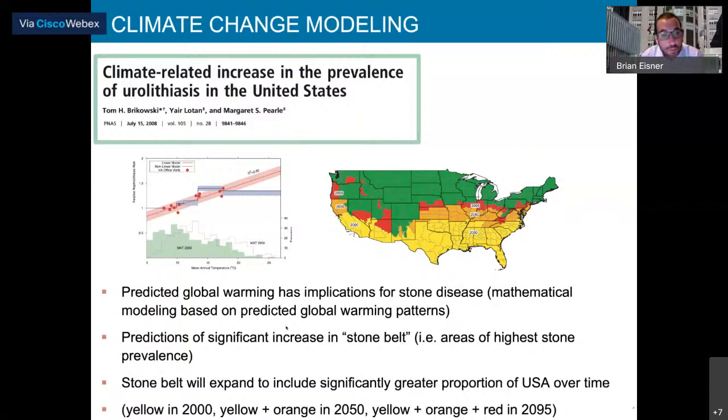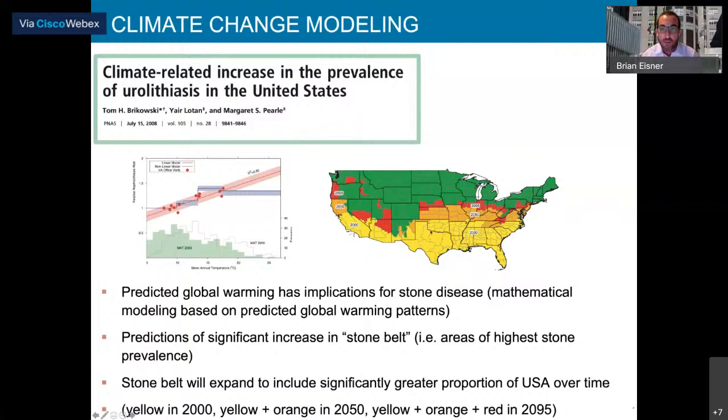What Peggy Pearl's group did, based on this upper left corner where they are hypothesizing about increases in global warming and global temperature, is model out what it may look like in terms of increases in stone incidence and prevalence. Their prediction is that whereas in 2000 the stone belt is the yellow states, by 2050 the stone belt will include many more states, moving north into the Midwest and middle of the country, as well as the entirety of California. And by 2095, even the red states.